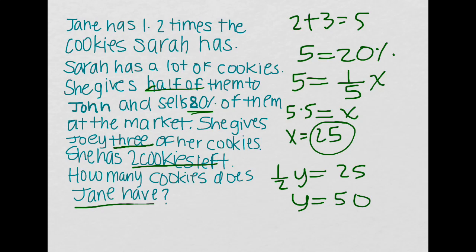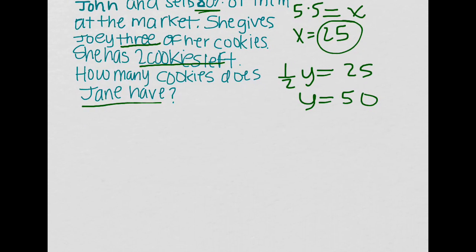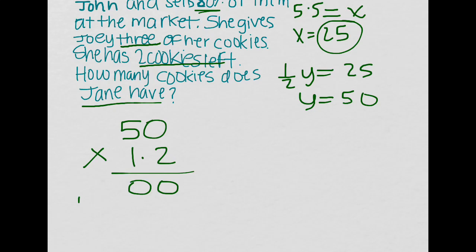Jane has 1.2 times the cookies Sarah has, so that means we need to do some multiplication. So we're going to do 50 times 1.2. Okay, as always, we forget about the decimal in the beginning, we bring the decimal last. Okay, so here's how it goes. So 0, 0, and then we're going to add a 0.